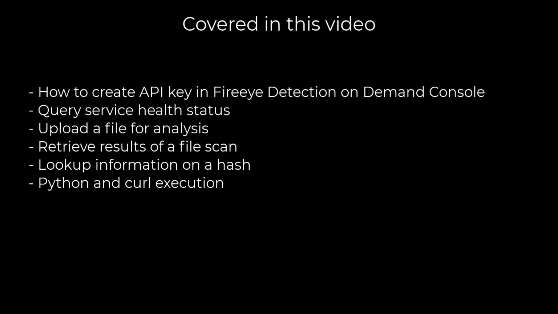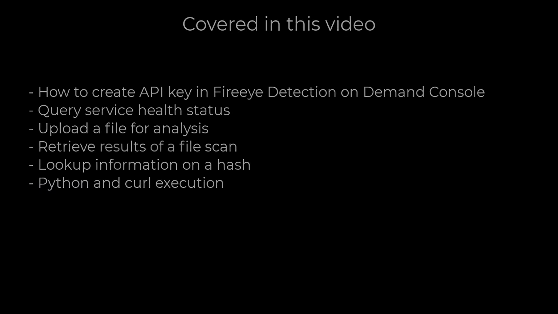In this video, I'm going to introduce you to the FireEye Detection on Demand API. I'm going to cover the following topics in this video. First, I'll go over creating the API key in the FireEye Detection on Demand console. I'll go over the basic service health query. I'll demonstrate how to upload a file for analysis. I'll go over how to retrieve the results of the file analysis. I'll go over how to perform a file hash lookup. And to top it all off, I'll go over how to scriptify a hash lookup using both Python and curl.